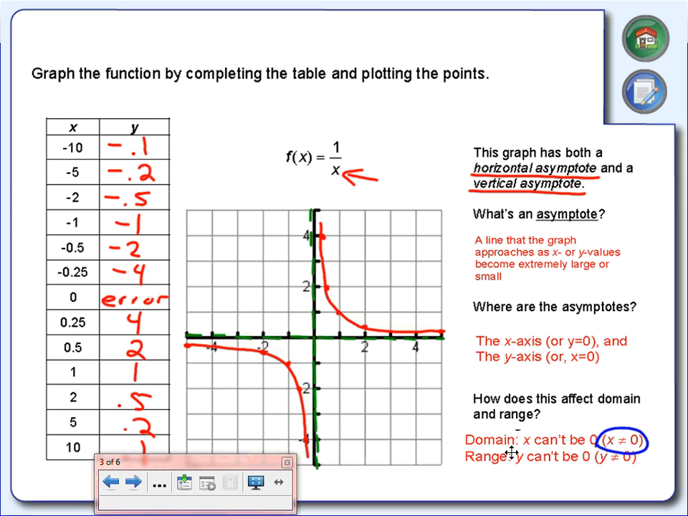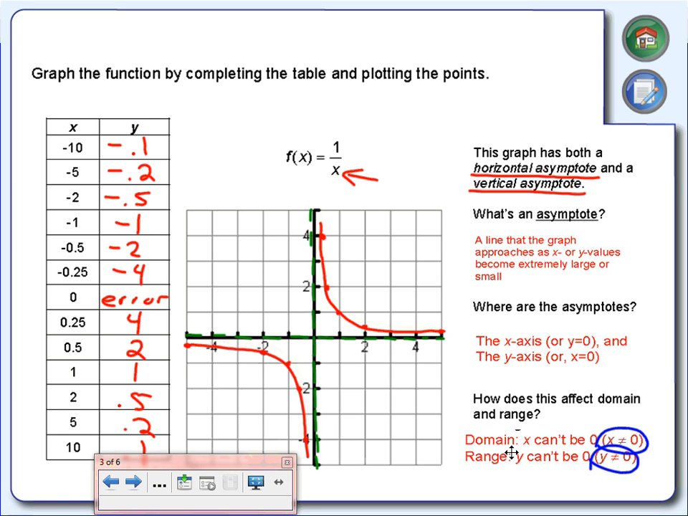The range, the y values, we're going to use all the y values except for one. There's only one y value we don't use. You'll notice we're using all the positive y values here, all the negative y values here. There's only one that we're not using, and that is 0. 0 is the only y value that we do not use. And you can see that in the table as well. Do you see a 0 up here in the table? No.